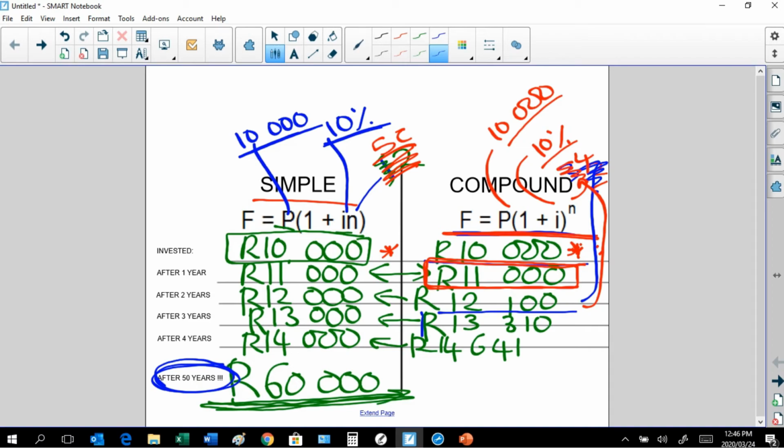So all you're going to do is kill all of this here. I don't want these powers of n. I'm going to raise it to a power of 50. These two stay the same. I always invested 10,000 in the beginning. I always had a 10% interest rate, but when it's compounded for the 50 years, what do we get?